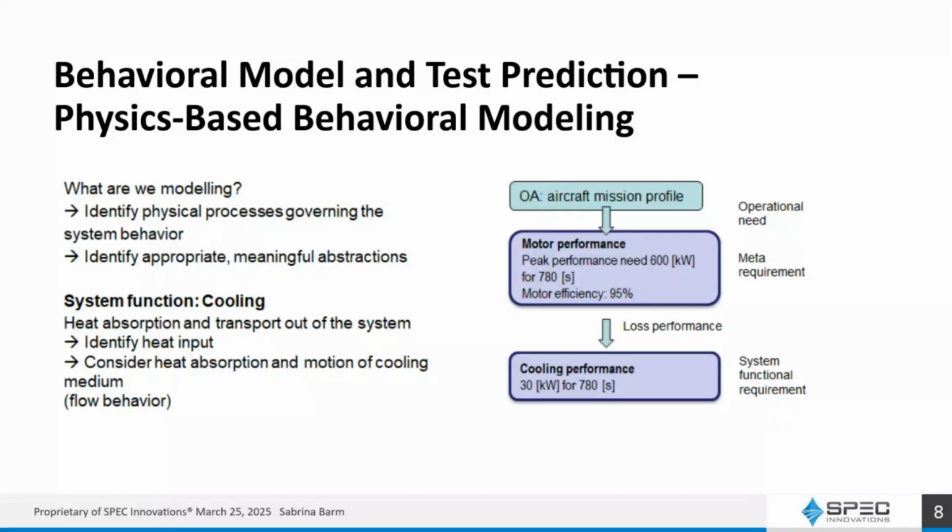I mean, we've all heard before that all models are wrong and some models are useful, and it's these meaningful, useful abstractions that make our models useful. In the case of our cooling function of our system, we're talking about heat absorption of the waste heat that is generated and its transport out of the system, which means we need to identify what happens in terms of heat input and how to get it out of the system when we're using a cooling medium, which means to describe the flow behavior of our system.